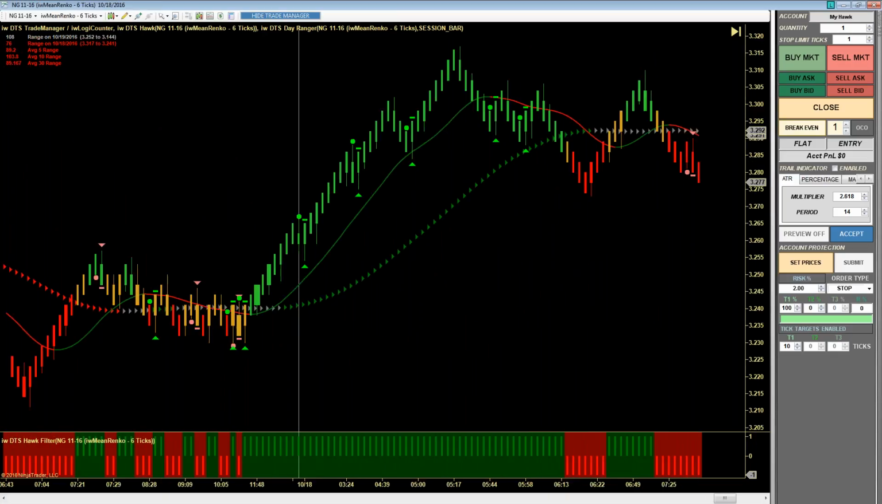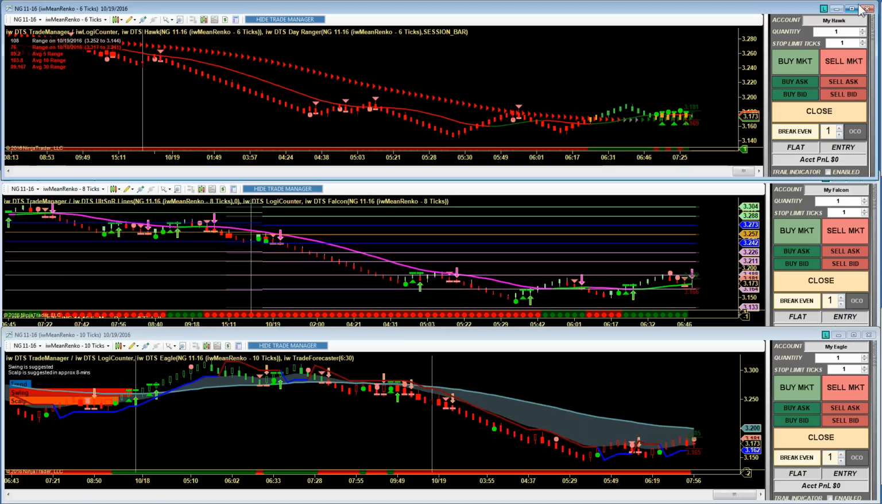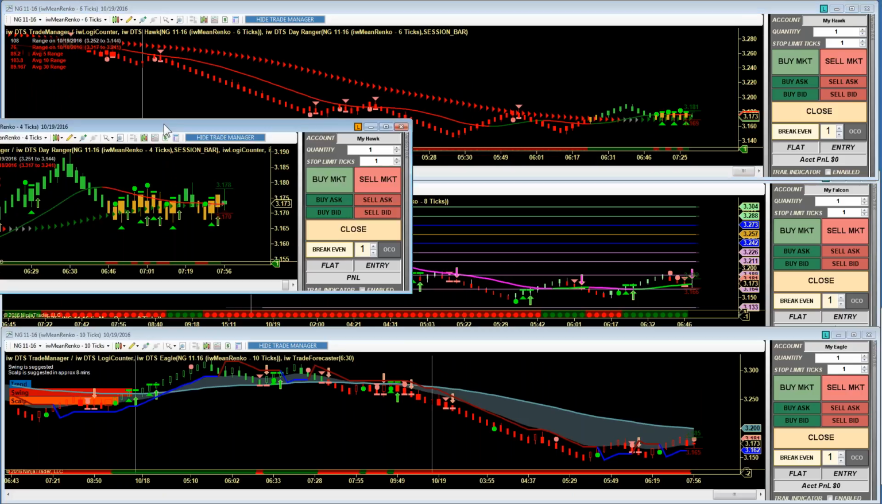Bear with me a second here while I put up natural gas. We do have an alternate setting, and not to bore you with the details, but because with some of the markets you open them up and your chart looks like that, we do have an alternate setting. The most popular market that requires the alternate setting is the E. And the alternate setting is a 4-tick hawk, a 4-tick falcon, and a 6-tick eagle. So let me bring over natural gas with the alternate setting.